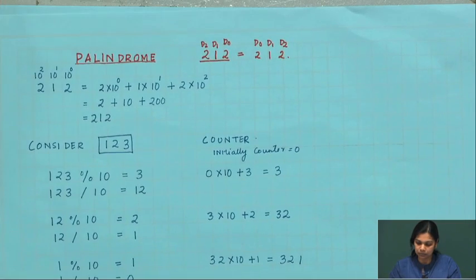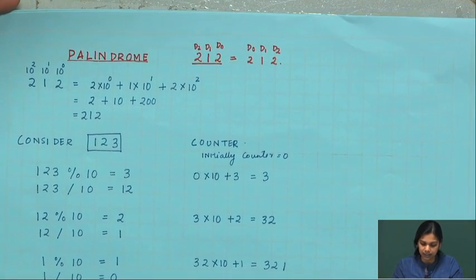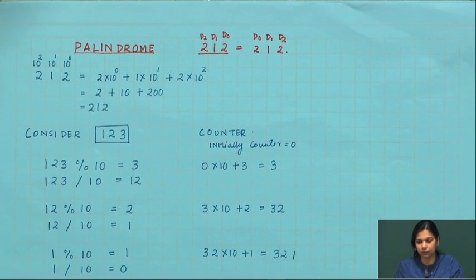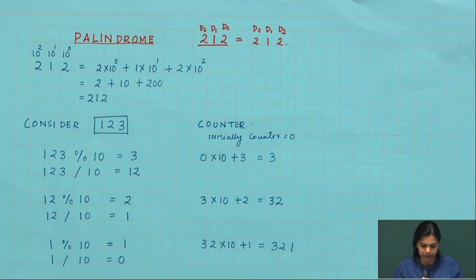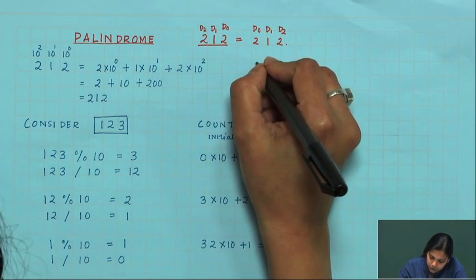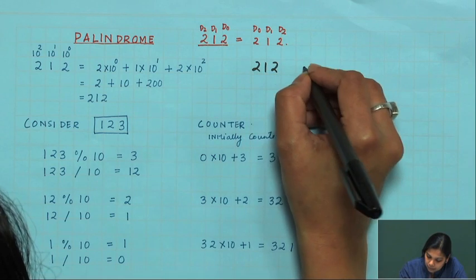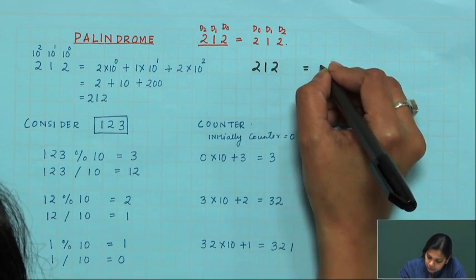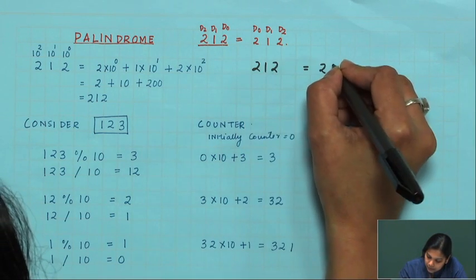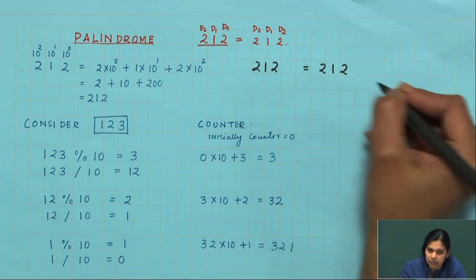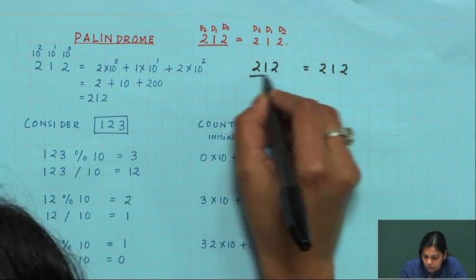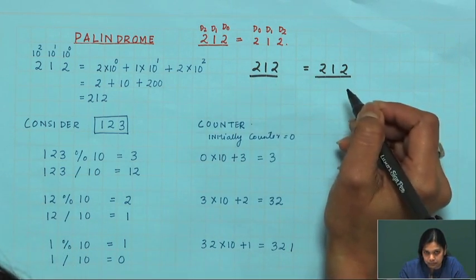A palindrome is a number that, if you reverse it, will be the same. So, if you have a number 212, if you reverse the number, first 2 will come, then 1 will come, then 2 will come. So, both the numbers are same.